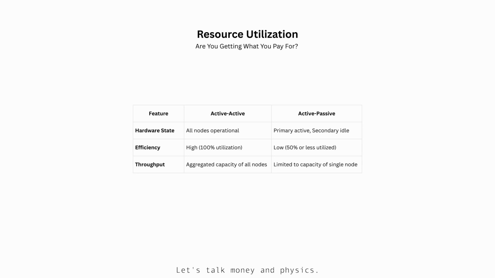Let's talk money and physics. In active-passive, you are effectively wasting 50% of your resources. The backup server is just burning power but serving zero clients. In active-active, you're aggregating the capacity of all nodes. If you have two servers, you can handle roughly double the traffic of a single node.